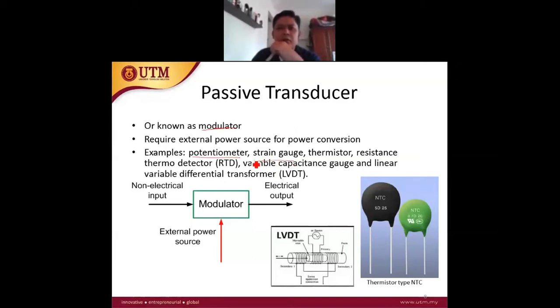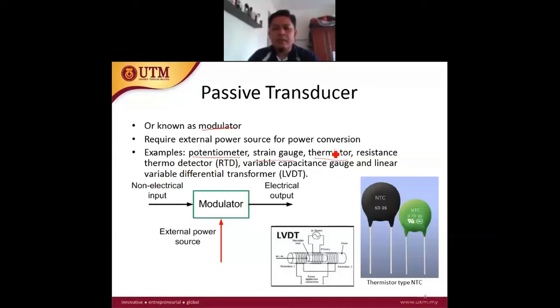Strain gauge, we will look into the concept of strain gauge later in the class. So strain gauge is basically a device which converts force into electrical signal. Same like potentiometer, it is a passive transducer. So meaning that we have to apply power supply. And also thermistor. Thermistor is one of the temperature measuring devices.